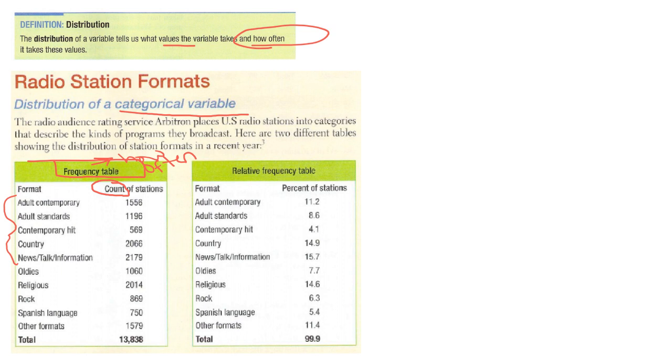Another way to look at the distribution of the data, so how often the data is taking this particular value, is by looking at what's called a relative frequency table. When you see relative in statistics, you need to start thinking along the lines of percentages. You can see how this relative frequency table is split into percent of stations. This time, instead of the number of religious stations, we're looking at the percentage, 14.6%.